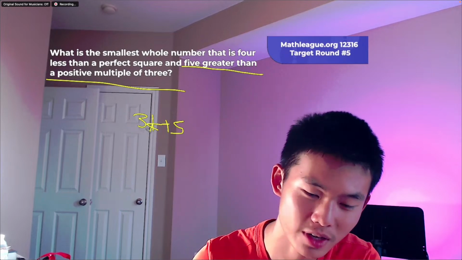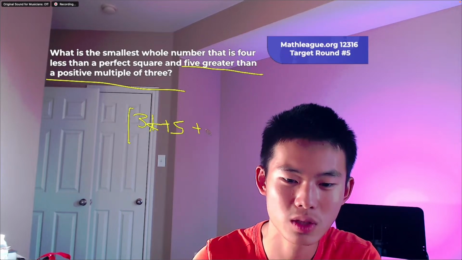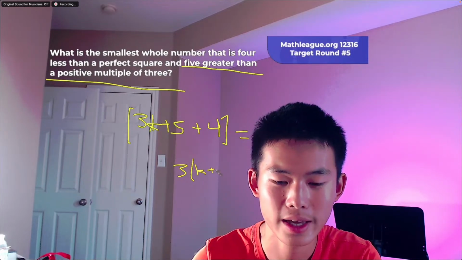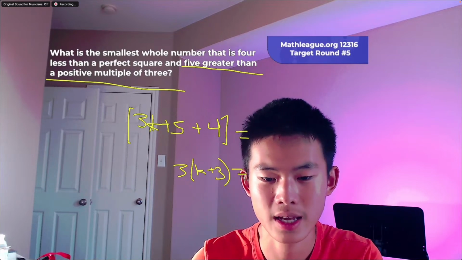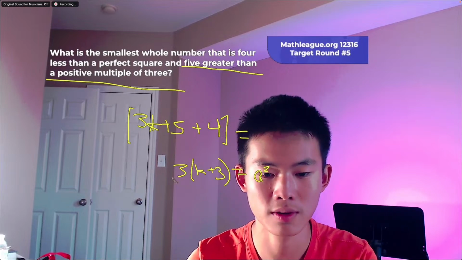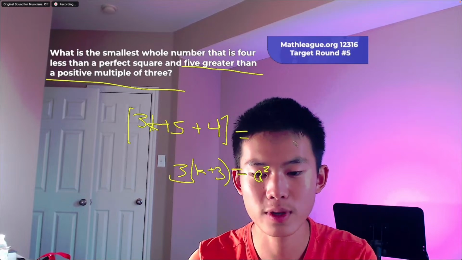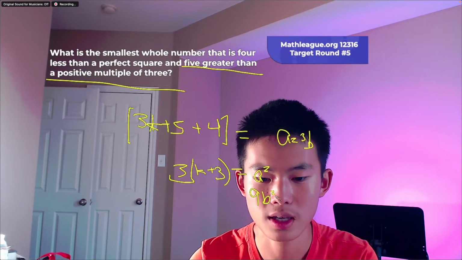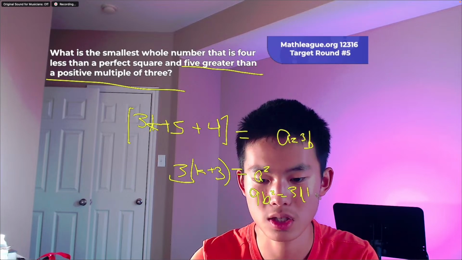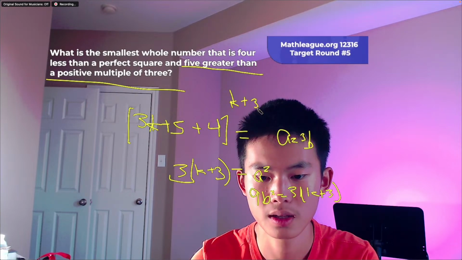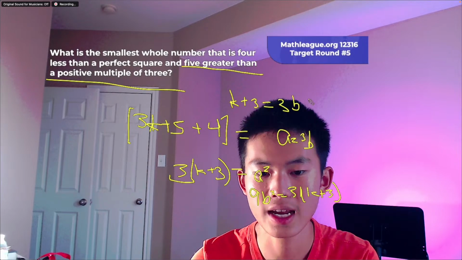And then it's 4 less than a perfect square, so if you add 4 to this number, this is going to be a perfect square, which means that 3 times k plus 3 is going to be a perfect square. Let's say a squared. So the first thing we can notice here is that a is going to be a multiple of 3 because we have a factor of 3 here, right? So then if we say a is equal to 3b, well then this is going to be equal to 9b squared equals 3 times k plus 3. In other words, we have k plus 3 is equal to 3b squared.